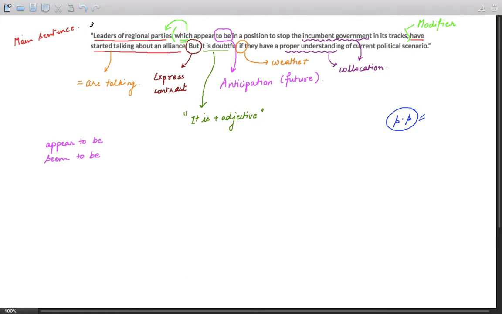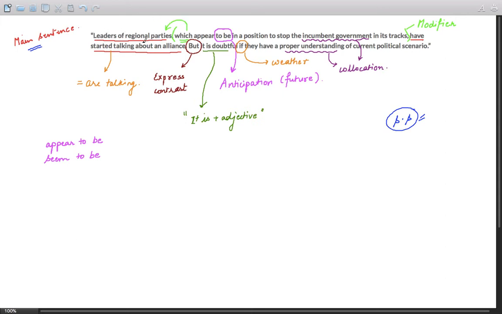Now, this sentence, again, as in the previous video, has two parts. One is the main sentence over here in red color: leaders of regional parties have started talking about an alliance. And there is a modifier element. Modifiers, as I have explained in the previous video, give additional information about a sentence and do not have an existence of their own. So, which appear to be in a position to stop the incumbent government in its tracks. This does not have an opinion, a position or standing of its own. It is not a complete sentence, it's a clause, and it's dependent on the main sentence.